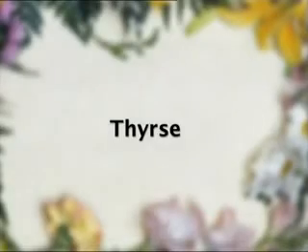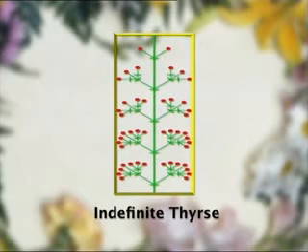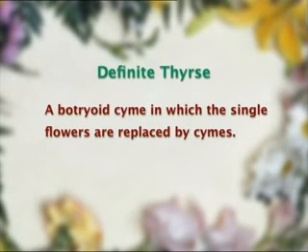Another type of special inflorescence is the thyrse. This is a mixed type of many flowered inflorescence with an indeterminate central axis and many opposite lateral dichasia. A raceme in which the single flowers are replaced by cymes is called an indefinite thyrse, in which the secondary cymes may be of any of the different types of dichasial and monochasial cymes. A botryoid cyme in which the single flowers are replaced by cymes is a definite thyrse or thyrsoid.